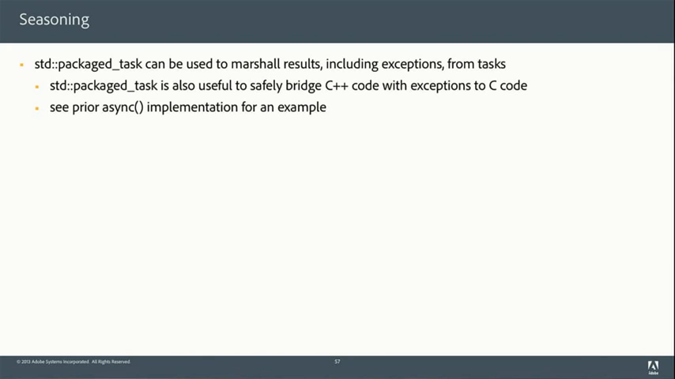Another piece of seasoning, package_task. How many people know what package_task is in C++11 besides the front row? A couple people. Yep. package_task is a great way to marshal results from a task, including the exception, right? It can return through a future both the result of the function as well as rethrowing through that future an exception if an exception happened during the execution of it.